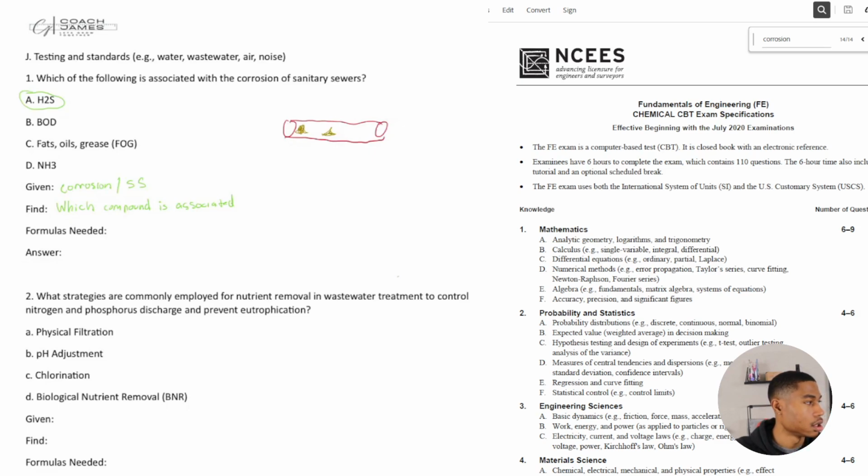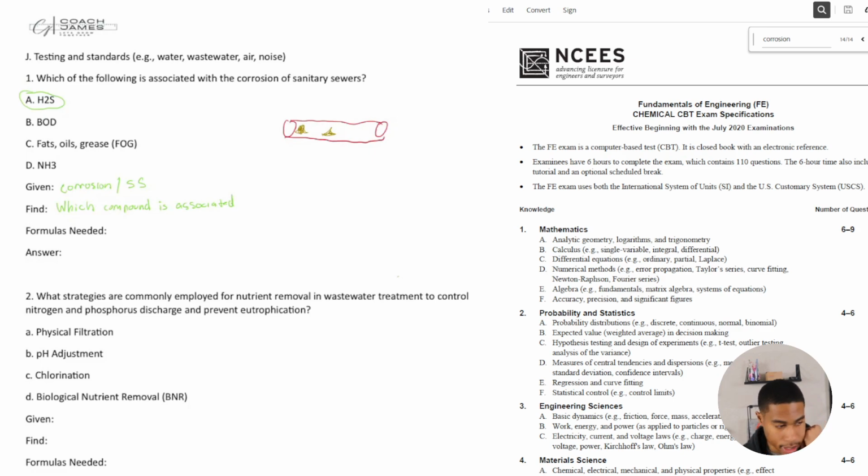BOD. Biochemical oxygen demand, the amount of oxygen consumed by bacteria and microorganisms while they decompose organic matter under aerobic conditions at a specified temperature. So still not dealing with corrosion. All right. Just for peace of mind, I wanted to go through all of those.